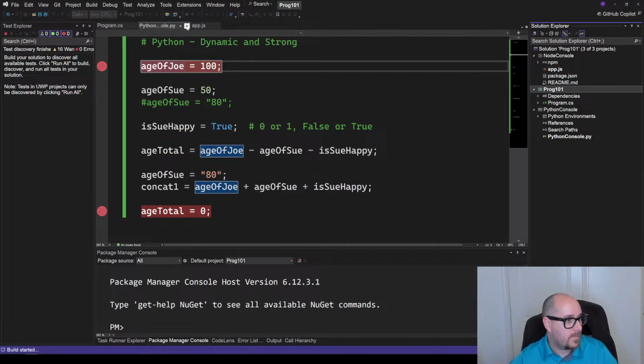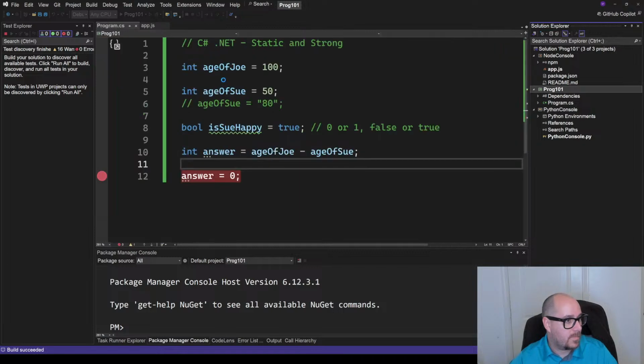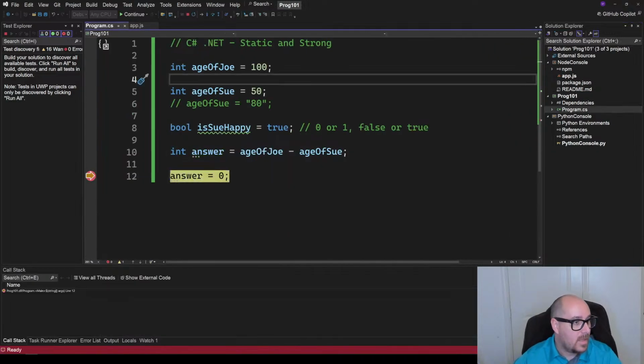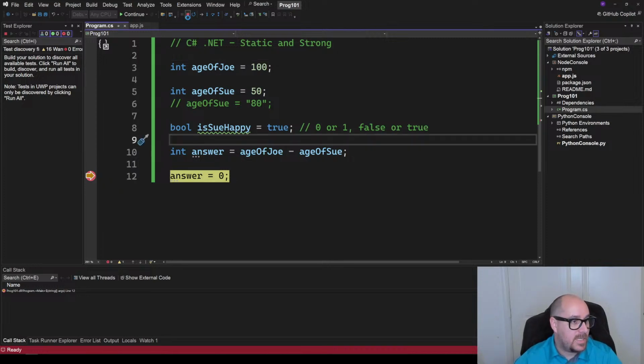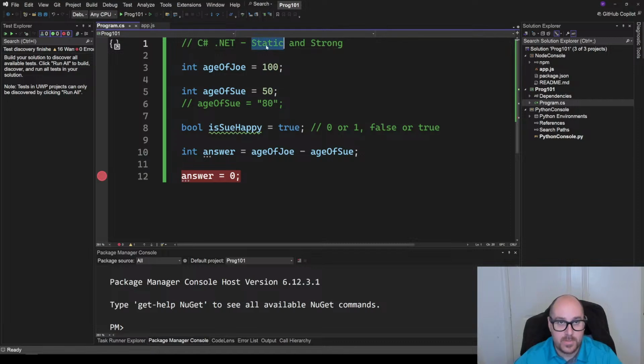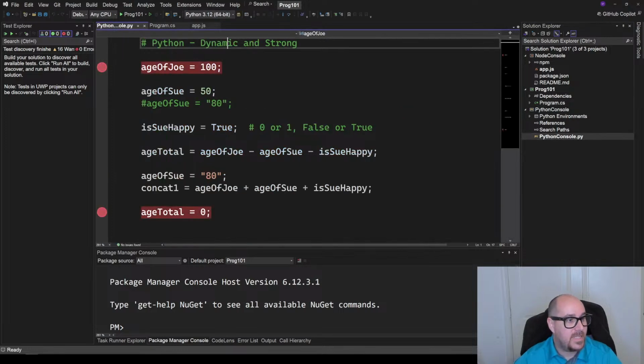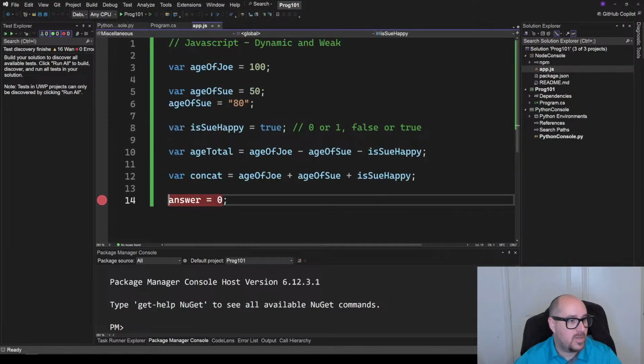There we go. So age of Joe is 100. Age of Sue is 50. Is Sue happy is true. And the answer is 100 minus 50, which is 50. So C# is a statically typed language. It is a strongly typed language. Python is a dynamically typed language and a strong typed language. And JavaScript is a dynamic typed language and a weak typed language.